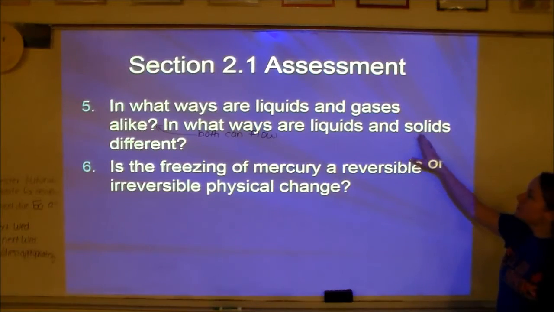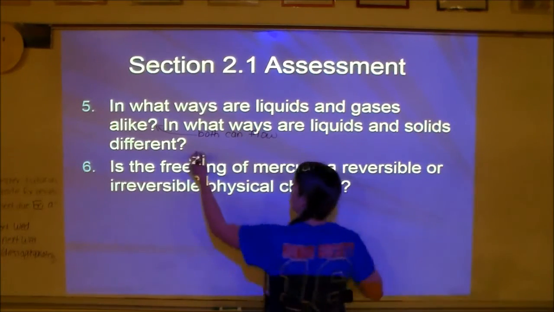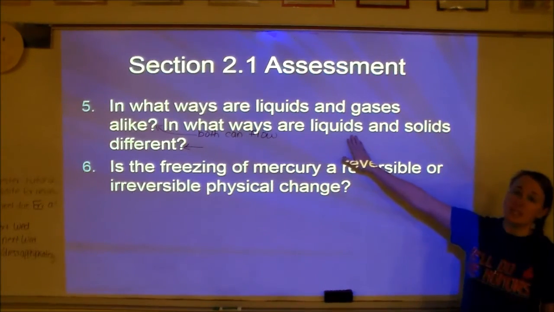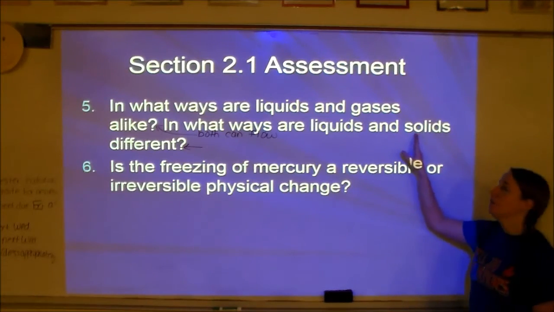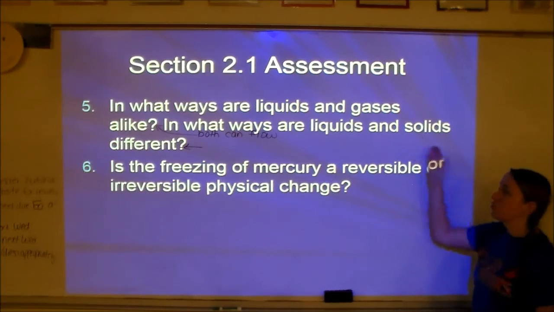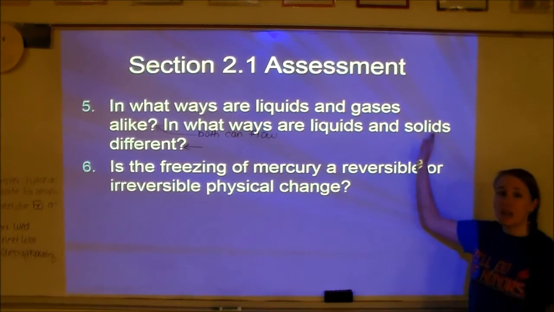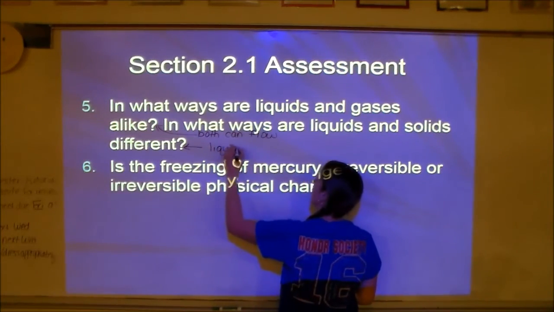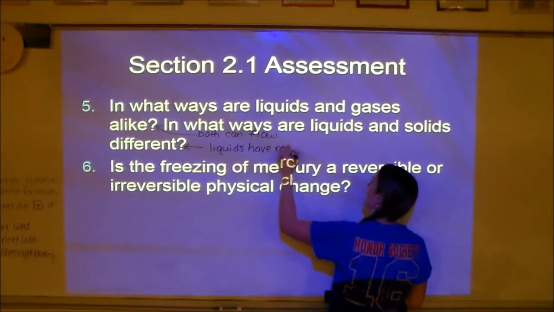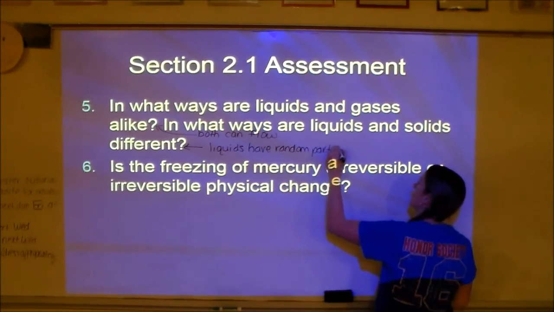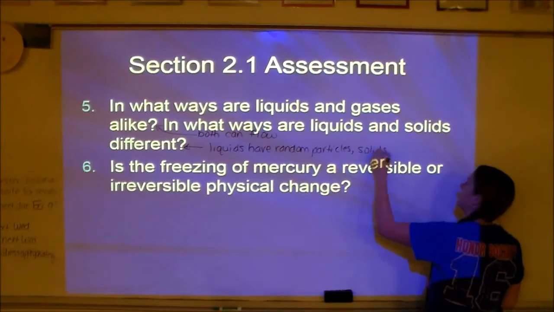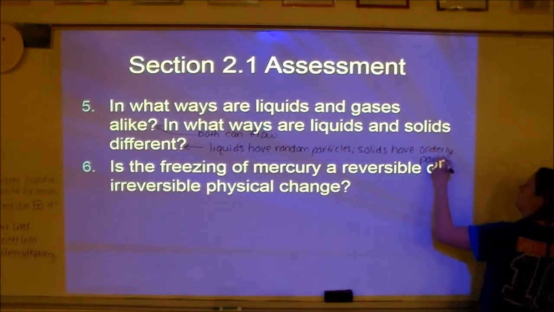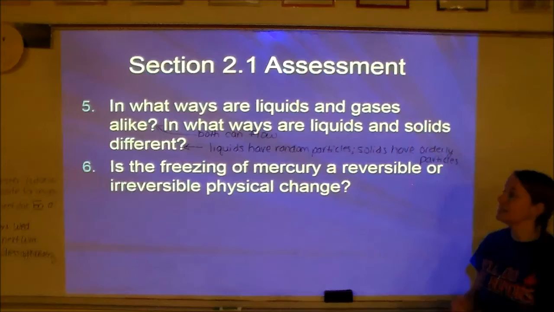Then the second question says, in which ways are liquids and solids different? Okay, so, well, we know liquids can flow, solids can't. We know liquids take the shape of their container, solids don't. We know liquids are random and solids are orderly. Liquids move faster, solids move slower, so you could use any of those. Okay, so I'm just going to do the liquids have random particles and solids have orderly particles. But again, any of those things I just listed you could say, because they're all differences in liquids and solids.